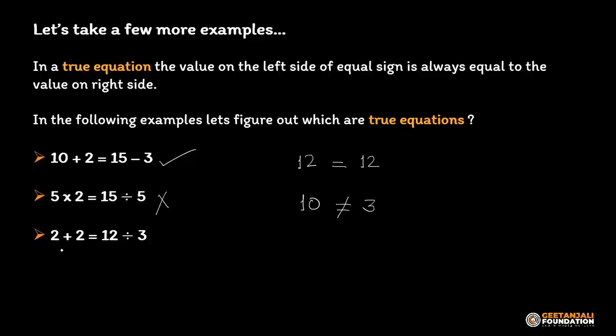Now let's go to the third example. Here on the left side there is a term 2 and 2. So this expression adds up to 4, and on the right side it is 12 divided by 3. 4 times 3 gives you 12. So 3 4s are 12. So here 4, and you see that value on the left side is equal to the value on the right side. So this is also a true equation.